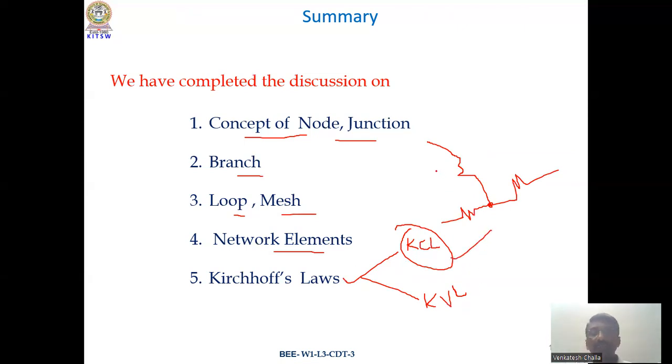And in case of Kirchhoff voltage law, there may be a closed path. The voltages of all these elements, if I add, taking polarity into consideration, the algebraic sum of voltages of all the elements around a closed path or a mesh is zero.